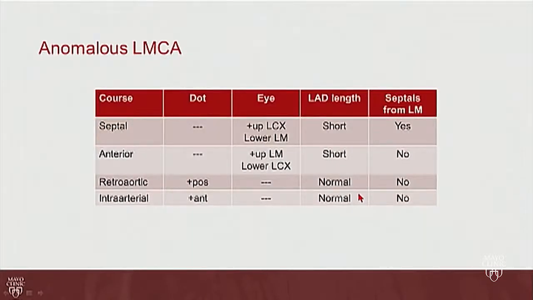So again, you can look at different things with that, the anterior and posterior dot signs, as we just talked about. You can look at the left anterior descending coronary artery and whether it's a short or a long course. You can also look at whether or not there's septals coming off of the left main coronary artery to help you know which of these four types of anomalies of the left main coronary artery you have.